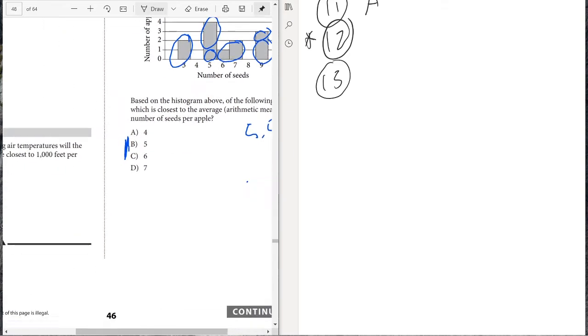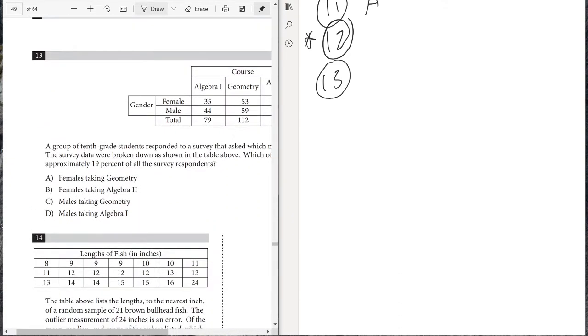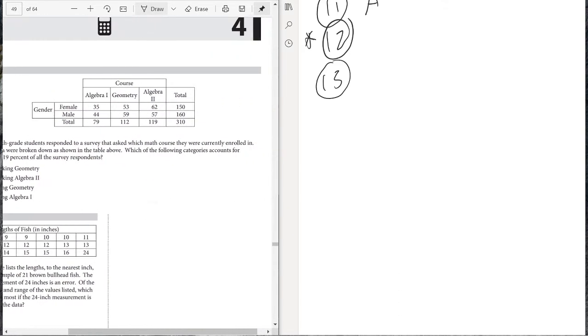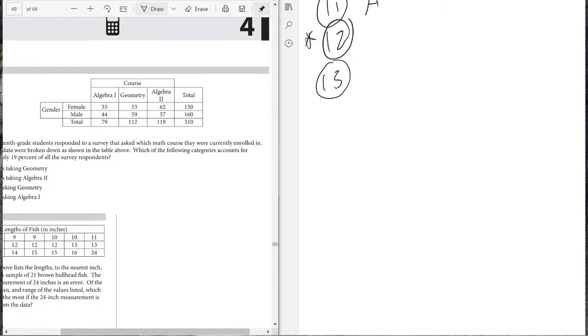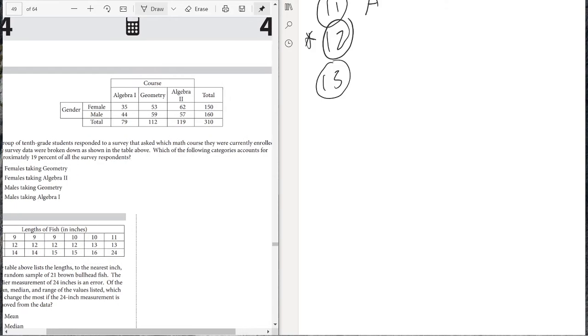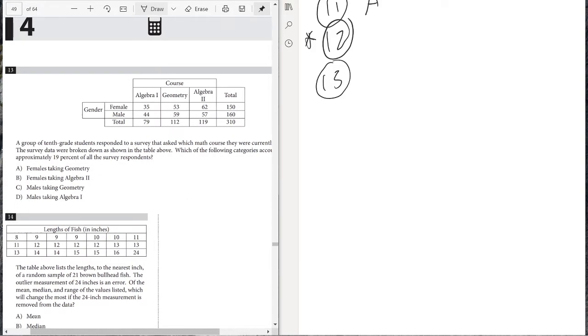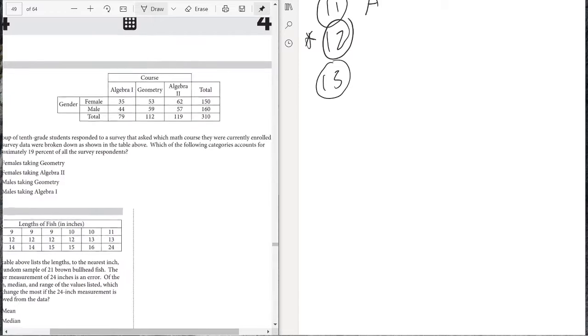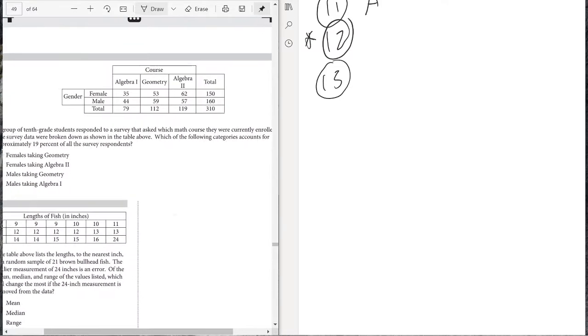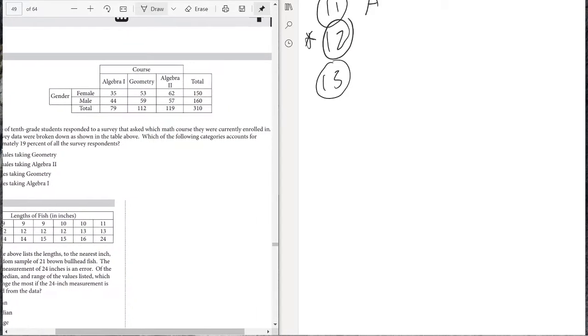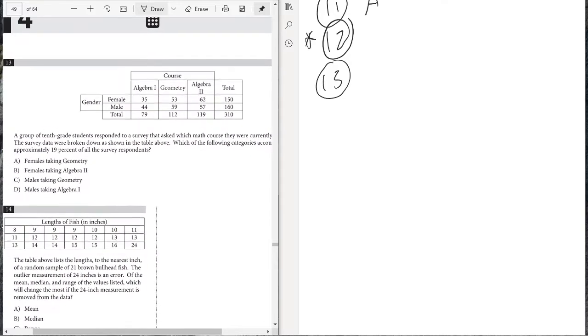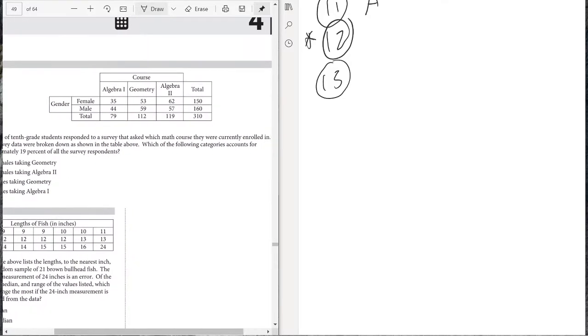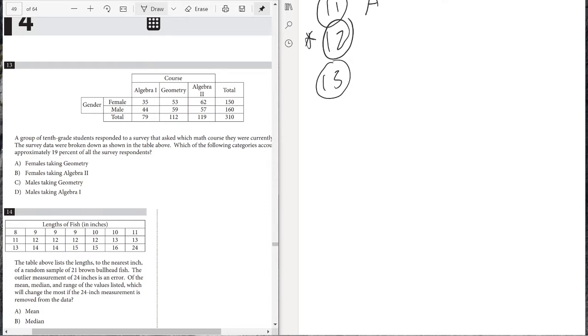All right. Number 13. Is that going across the whole thing? Wow. I've never seen it do that before. Let's see. Male, female, gender, algebra 1, geometry, algebra 2, total, course. The survey asks which math course they were currently enrolled in. Which of the following categories accounts for approximately 19% of all the survey respondents? Of all the survey respondents.